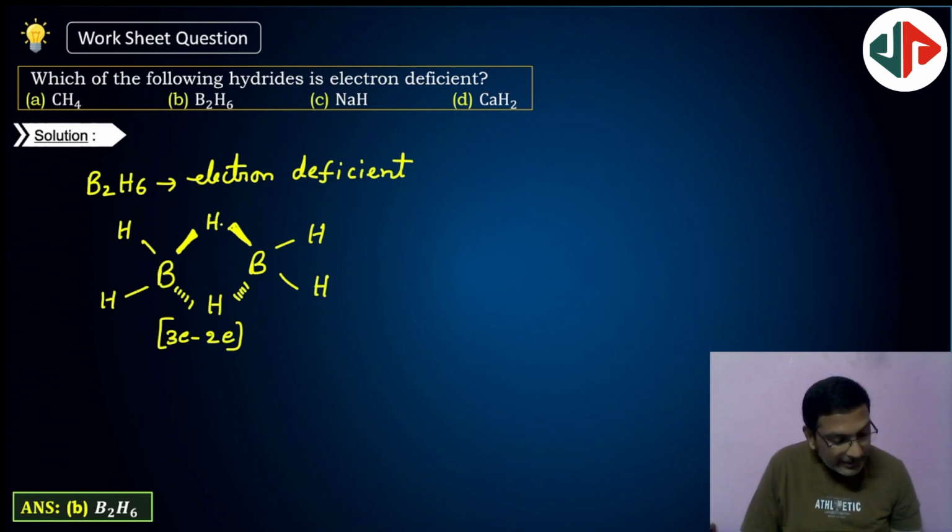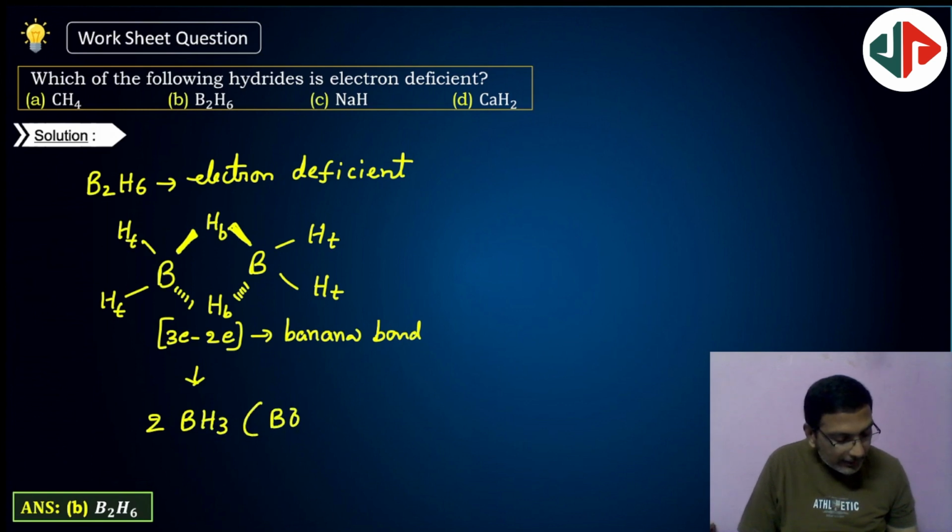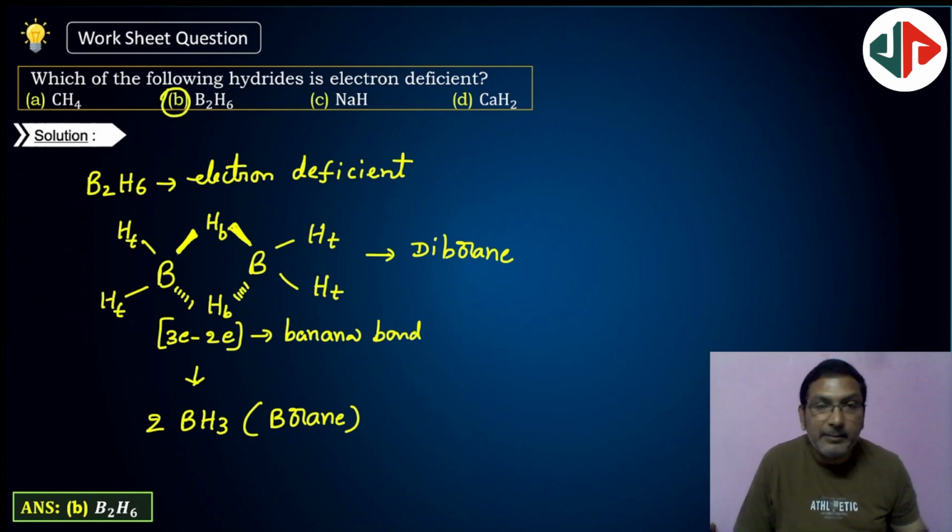So these are bridged hydrogens and these are terminal hydrogens. So bridging hydrogens are unstable due to 3-centered 2 electron bond, which is banana bond. So it will be dissociated to 2 moles of BH3, which is borane, and this one is diborane. So therefore option B, remaining are stable.